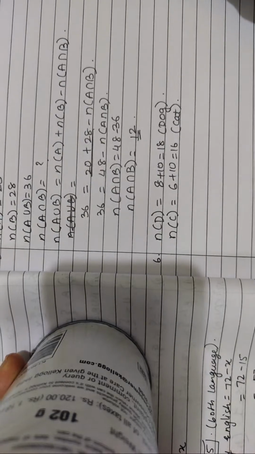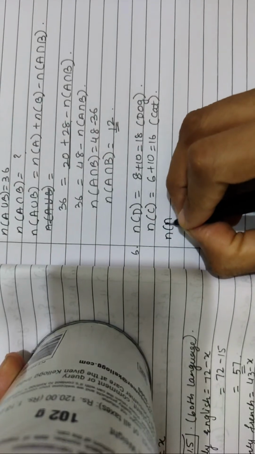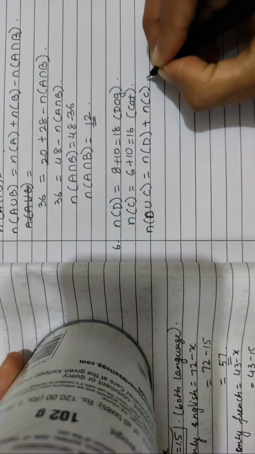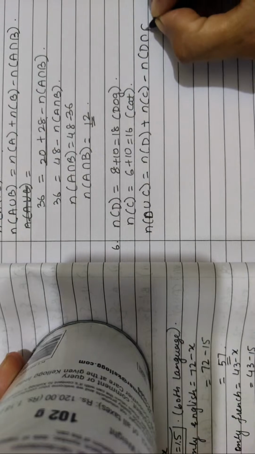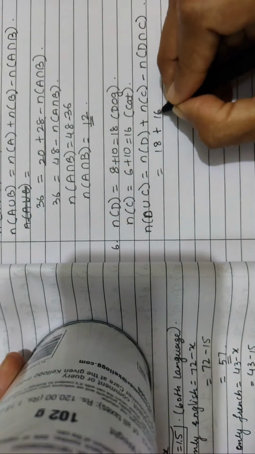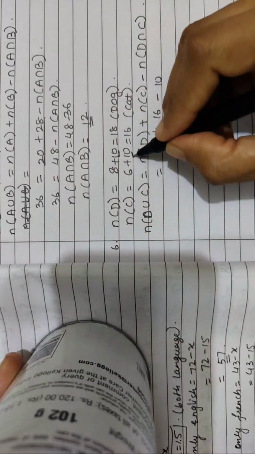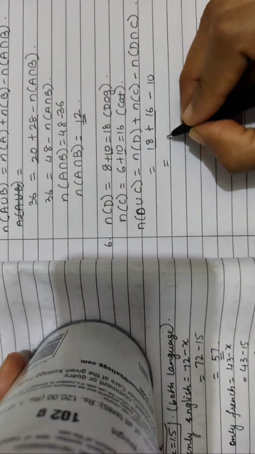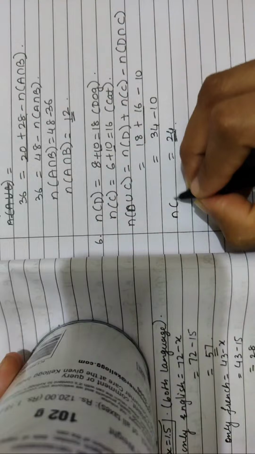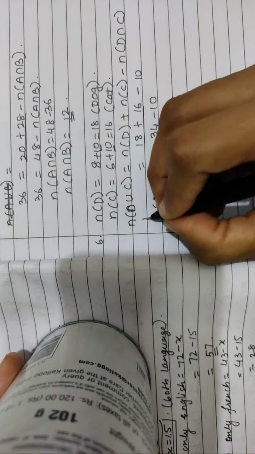Fine. So we start with the formula. What is the formula? D union C is equal to number of elements in D plus number of elements in C minus number of elements in D intersection C. So D has 18, C has 16 and the common of both is 10, right, we have taken 10 as common in both. So 16 plus 18 is 34. 34 minus 10 is 24. So D union C is 24.